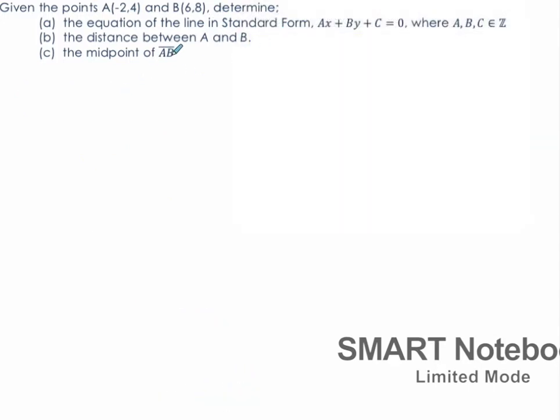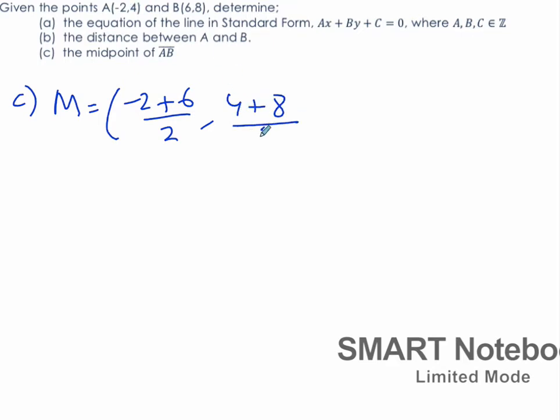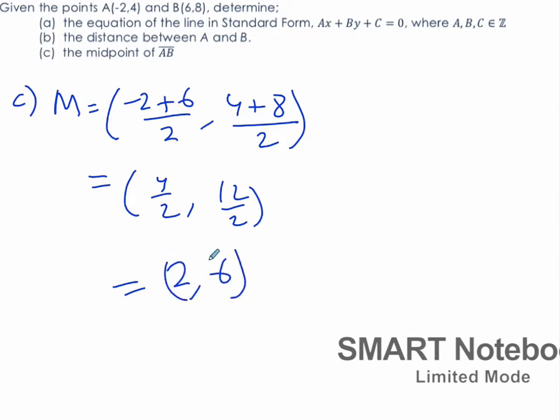Okay, next we'll find the midpoint of line segment AB. And recall the midpoint is just going to be the average of the x values, and the y value of the midpoint is going to be the average of the y values. Okay, so we just find that average by adding them together, divide by 2, and we have 4 over 2 and 12 over 2. So we have 2, 6 is the midpoint.